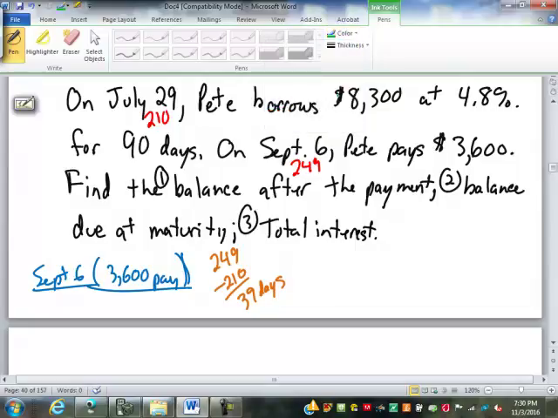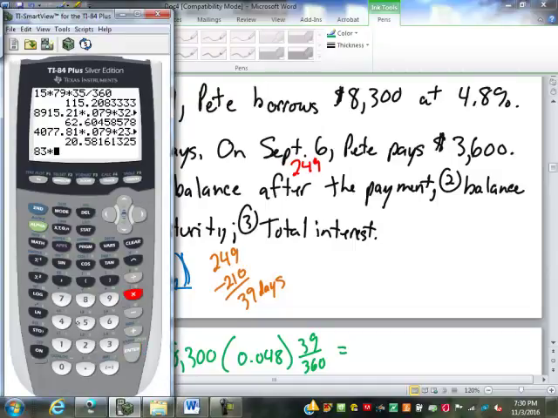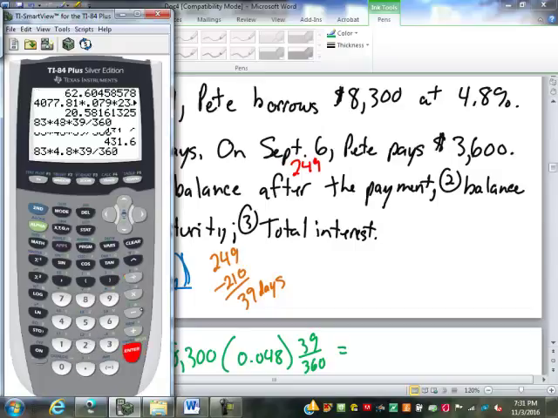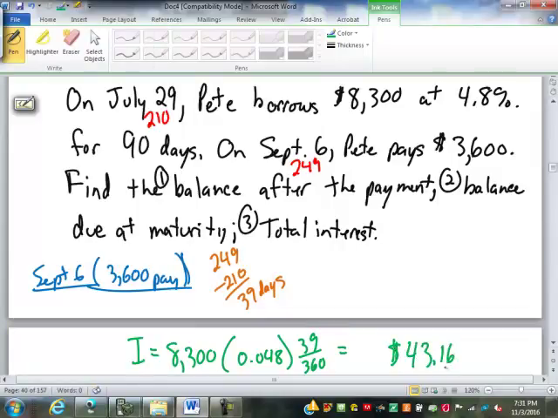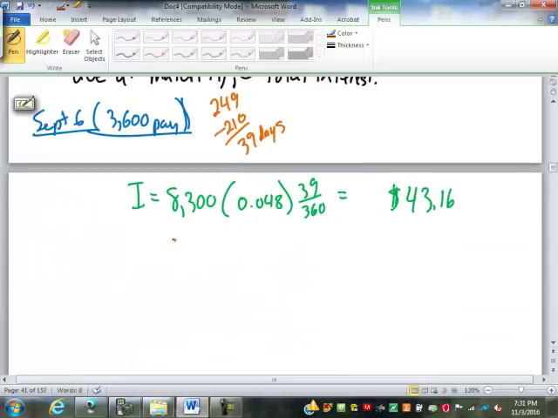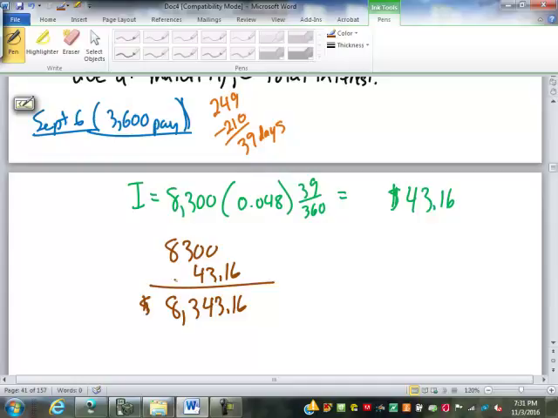So our interest is going to be calculated off of that. So we're looking at $8,300 principal, 0.048 times 39 over 360. I did something wrong there. Is that what you came up with? Yeah, it should be 43.16, shouldn't it? Yeah. $43.16. So 8,300 plus 43.16, $8,343.16 is our balance before the payment.